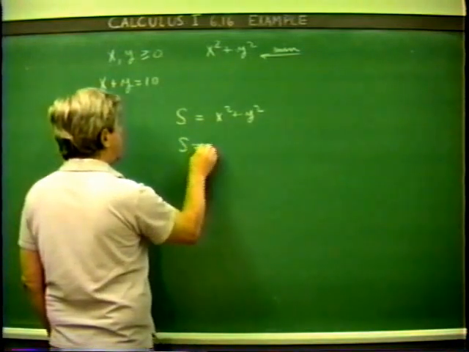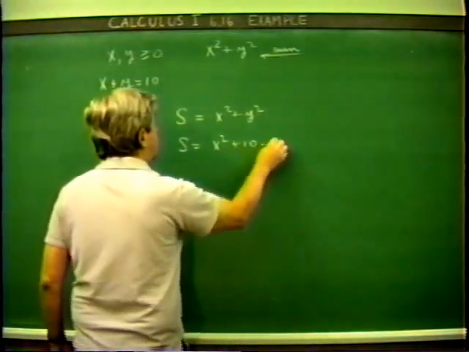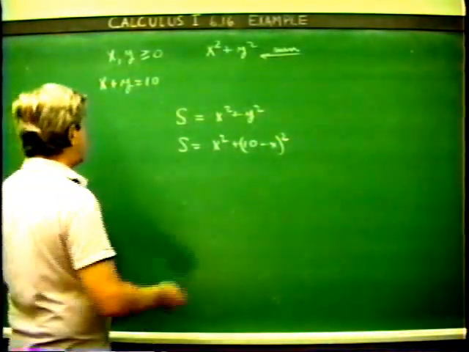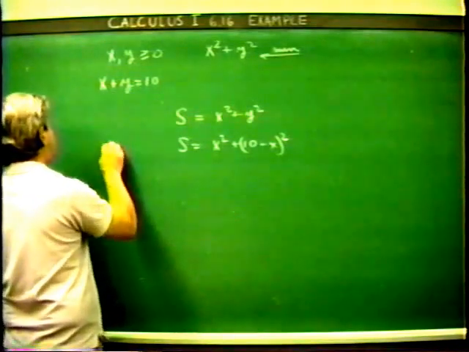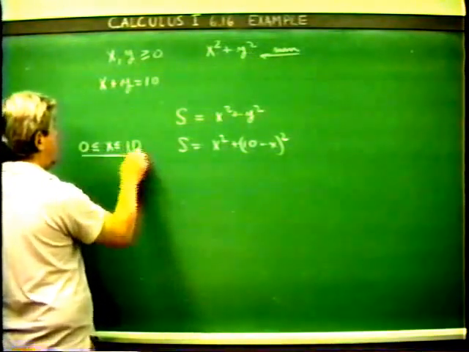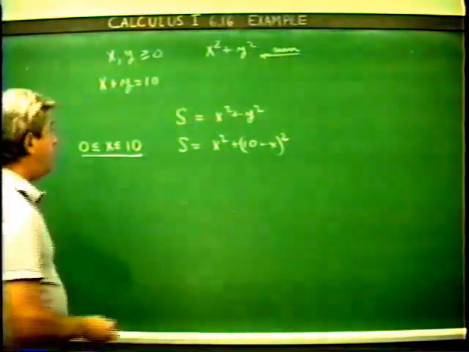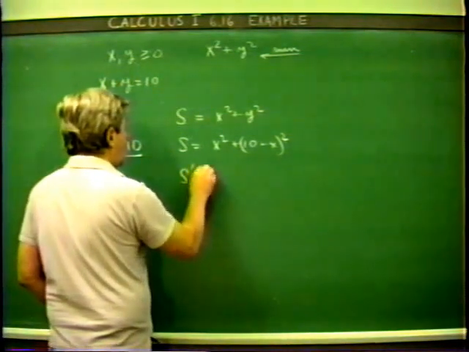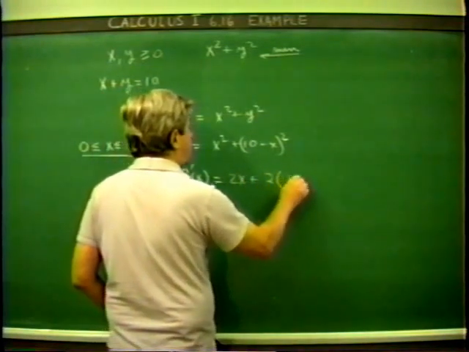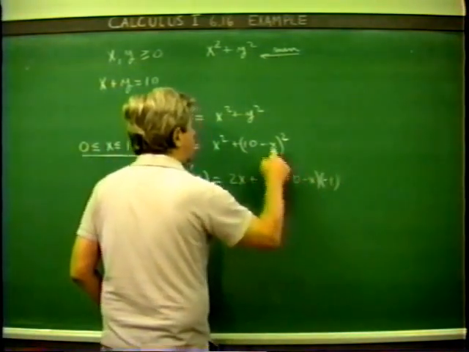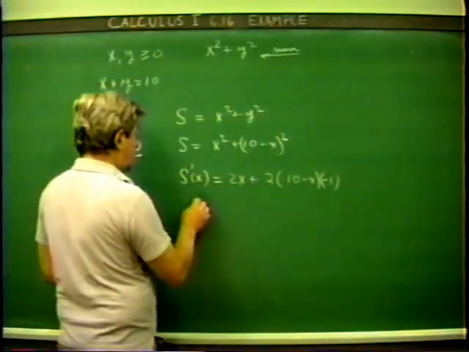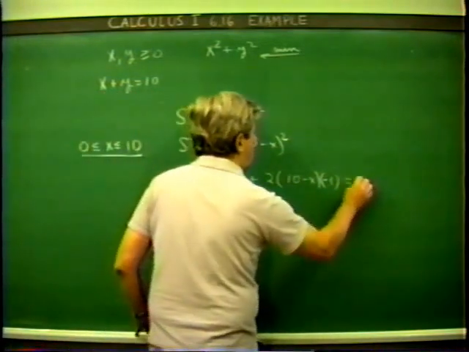This is a function of one variable, and so we've got x plus y equals 10, so y is 10 minus x, so that s is equal to x squared plus 10 minus x quantity squared. Now, what's the interval at which this problem makes sense? This problem here is defined so that x is supposed to be between 0 and 10. All right, then the derivative of s is 2x plus 2 times 10 minus x times minus 1.